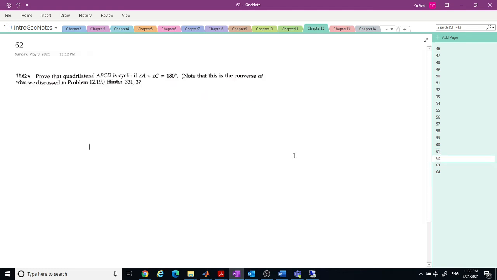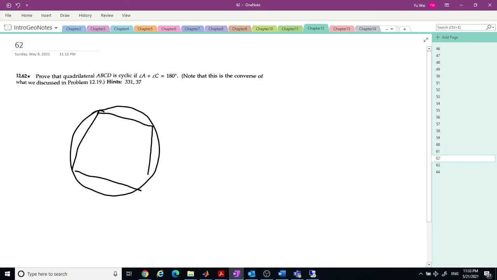Next. So prove the quadrilateral ABCD is cyclic, right? Now let's see. Let's intentionally draw it outside. Okay, A, B, C, D. Okay, so it mentioned the ABCD.